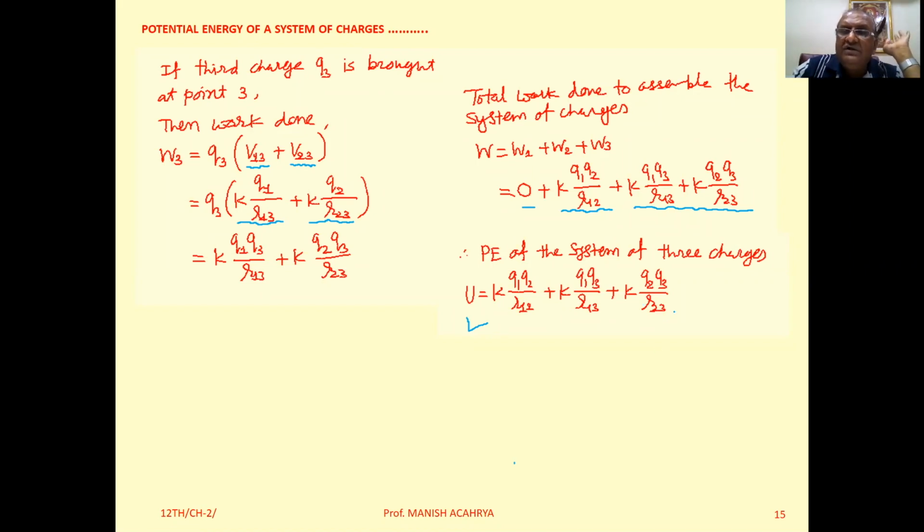That will give you the resultant potential energy. What is Sama?